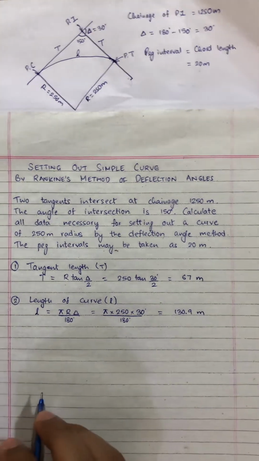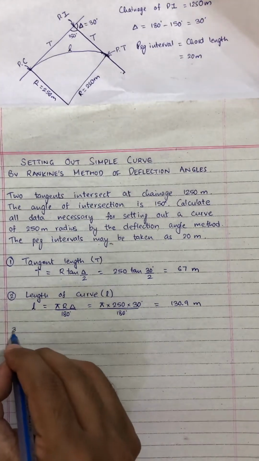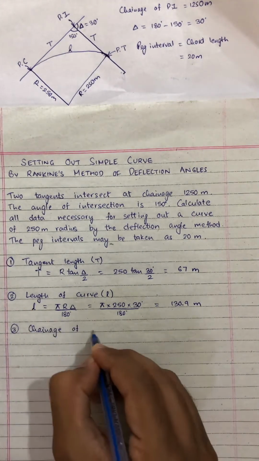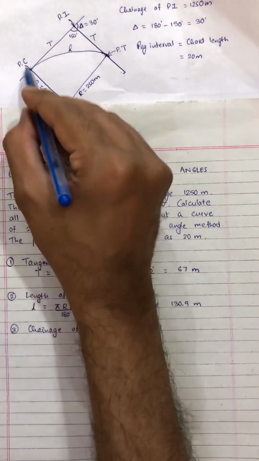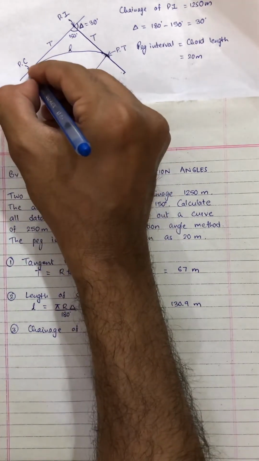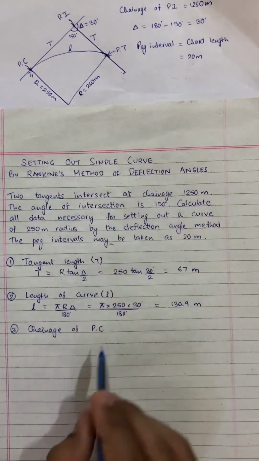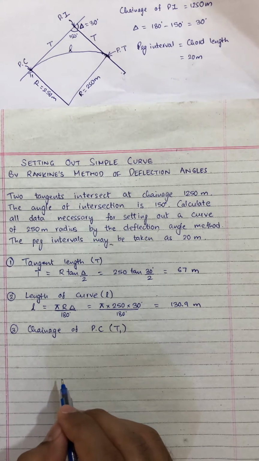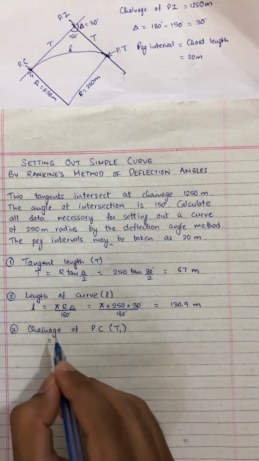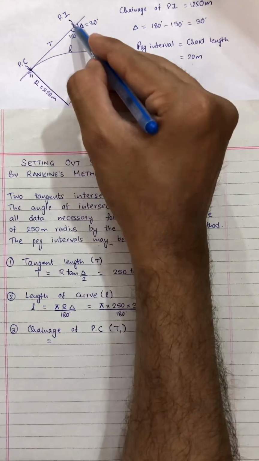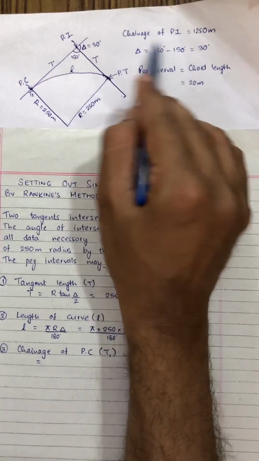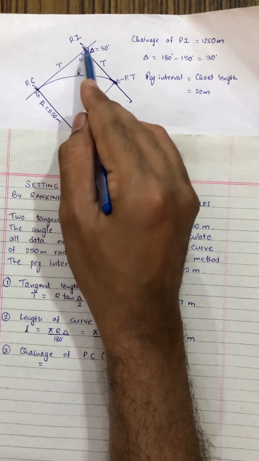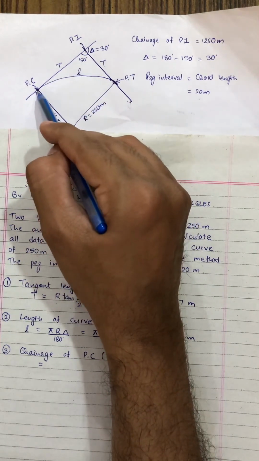130.9 meter. Okay. Next we have to calculate is the chainage of PC. Okay, this is the chainage of PC. Let us call this as point T1. So this chainage of PC, that is chainage of T1, we have to find out. So this will be equal to, we know the chainage of PI. The chainage of PI value is known to us. To this chainage of PI, if we subtract this tangent length, we will get the chainage of PC.